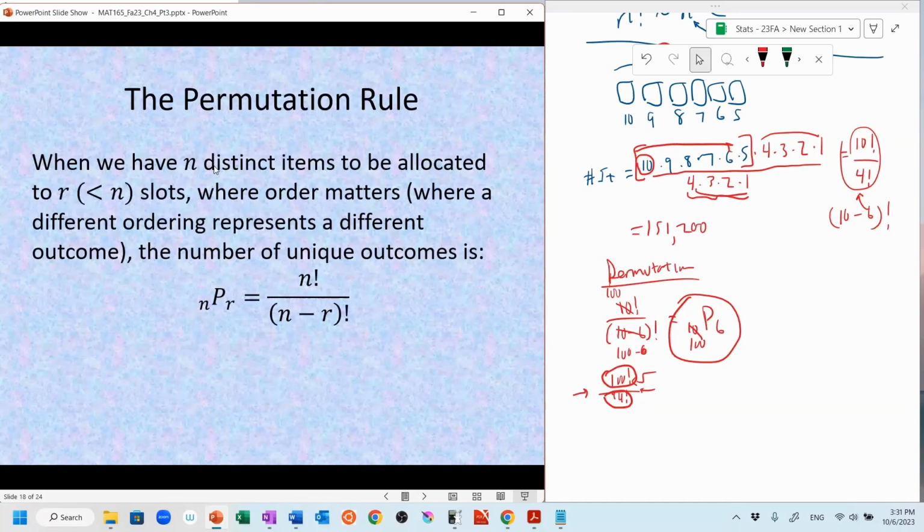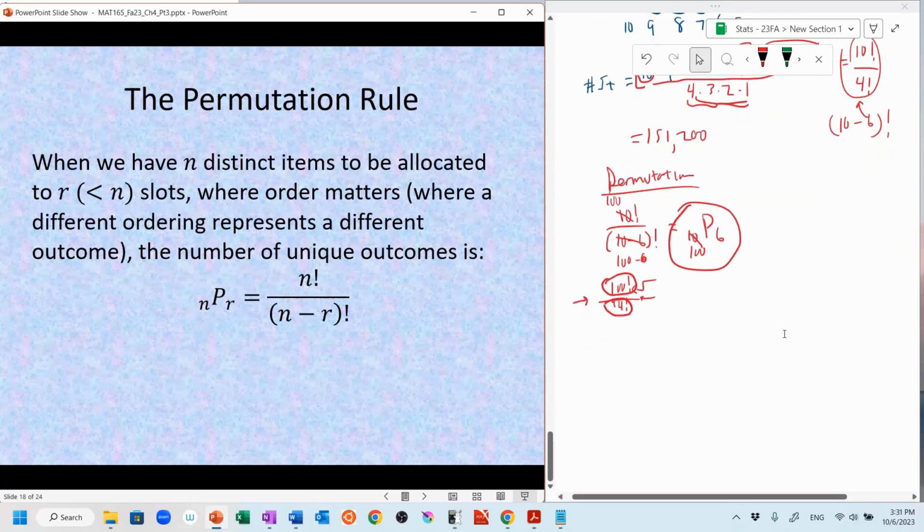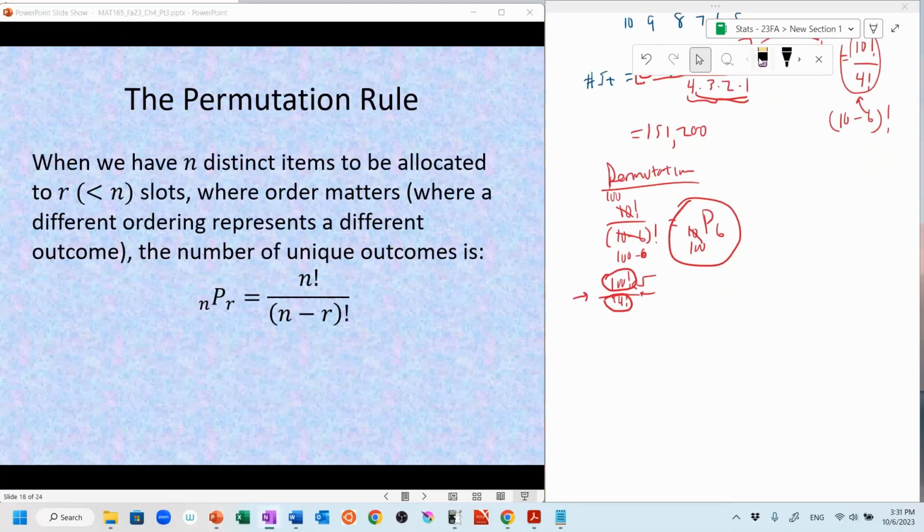So the permutation rule: when we have n distinct items to be allocated to r, a number less than n, slots, where order matters, the number of unique outcomes is nPr equals n factorial over n minus r factorial. So that's the permutation rule. Now, quick question on this. What if r equals n? So what is nPn? Well, that's n factorial over n minus n factorial. That's n factorial over 0 factorial.